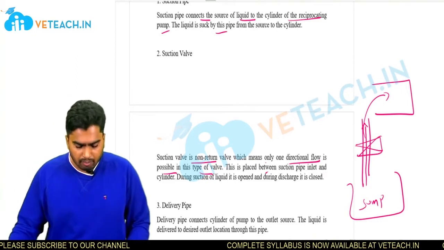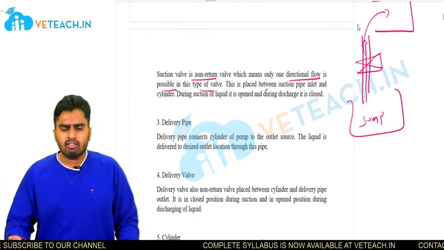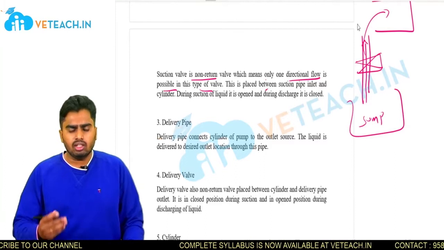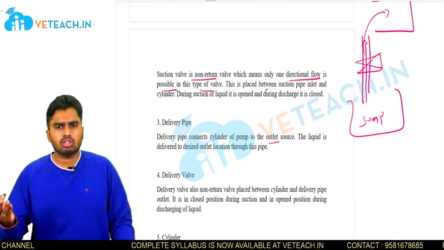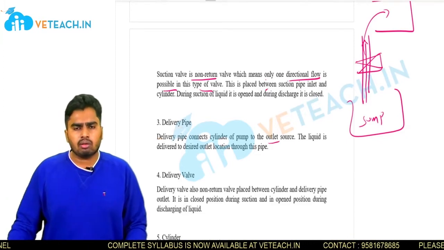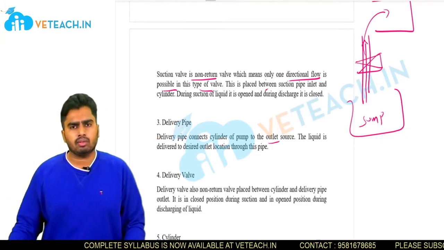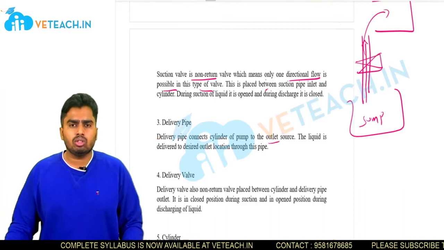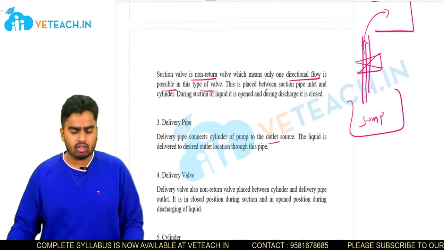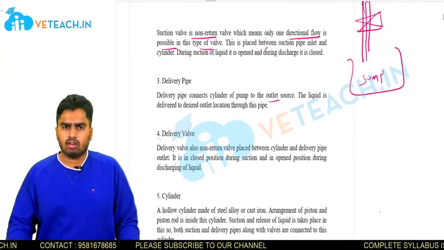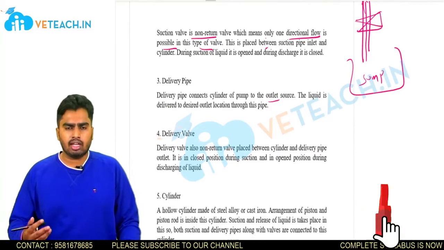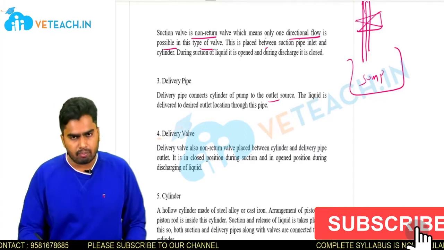Next, delivery pipe. The delivery pipe will connect the cylinder to the delivery part, that is the outlet part or tank, the part where we use this pressurized water. The application of any hydraulic pump, any pump, is to give pressure energy to the water, right. Next, delivery valve. Of course, the delivery valve is also an NRV valve and it will always lie between the cylinder and the delivery pipe outlet, right.